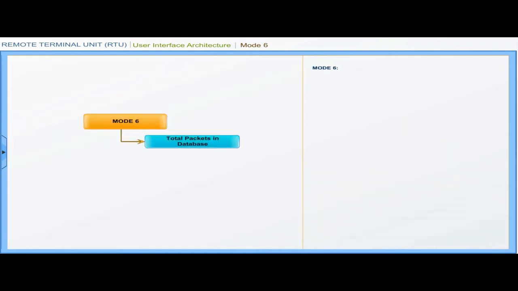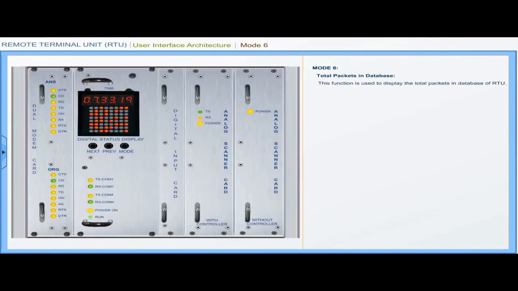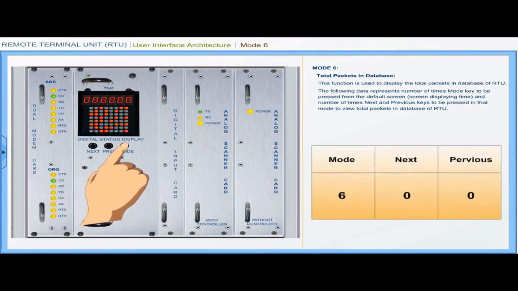Mode 6. Total packets in database. This function is used to display the total packets in the database of RTU. The following data represents the number of times the mode key is to be pressed from the default screen, that is, the screen displaying time, and the number of times next and previous keys are to be pressed in that mode to view total packets in the database of RTU. Mode 6. Next 0. Previous 0. Display on 7 segments represents the total number of packets in the database. After a time delay of 3 seconds, 7 segments represent the total packets.